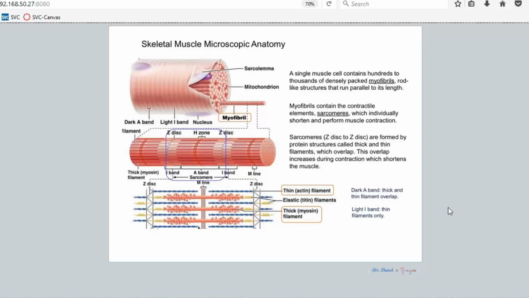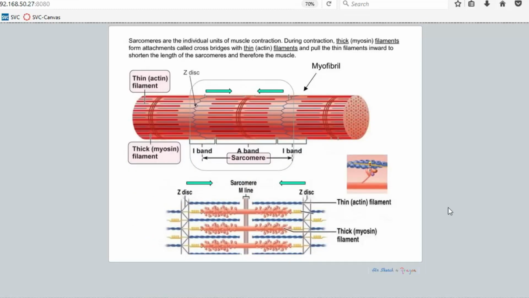And just to give you a preview, what's going to happen is these thick filaments are going to grab on to the thin filaments and it's going to ratchet them in. Okay, it's going to cause them to move on in, to overlap, and by doing so, the entire sarcomere shortens, but we'll talk about how that happens mechanistically. Yeah, that's basically what this is saying. During contraction, thick filaments form attachments called cross bridges with thin filaments, and that's what's going on here.